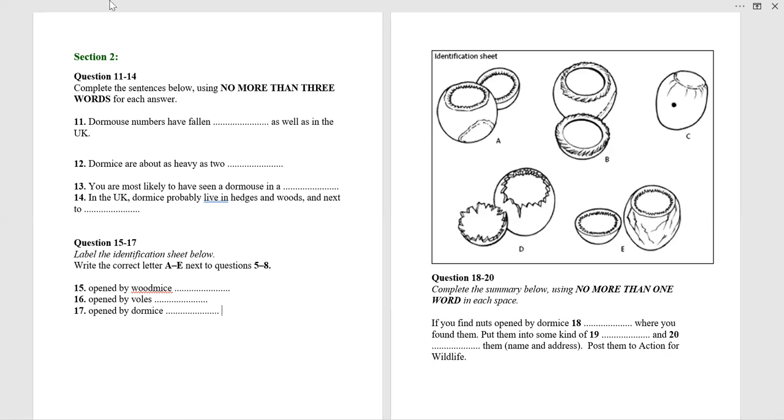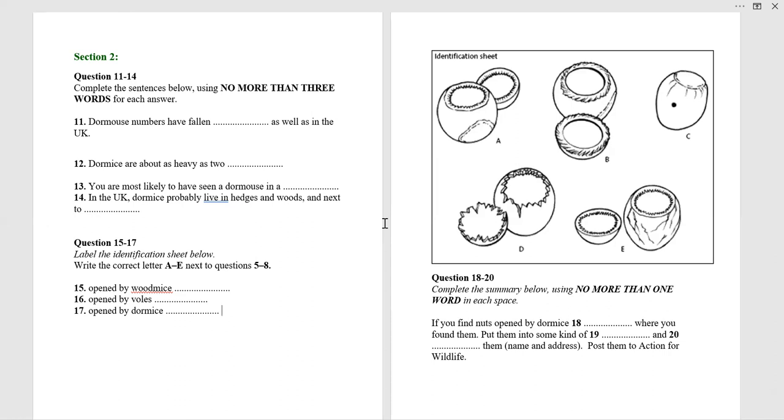It was very hard in the beginning of the 11 to 14. It was really, really confusing. No, 11 to 14, I just found in the 13th dormice in the tunnel. That's what I found, only one. Let's see. 13, that's it.